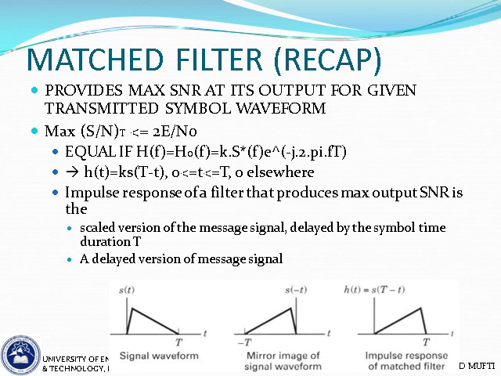For example, if S of t represents your signal waveform, its negative will be its mirror image about the y-axis, so it will look like this. And then if we introduce a delay of symbol time duration capital T, this will basically show a shift and it will look like this. So graphically and mathematically it is written as this. This is the wanted impulse response of the matched filter. So that is what we want, a matched filter.